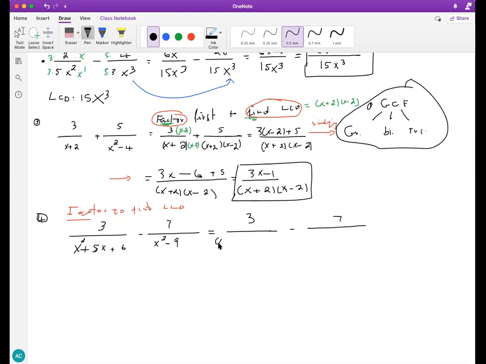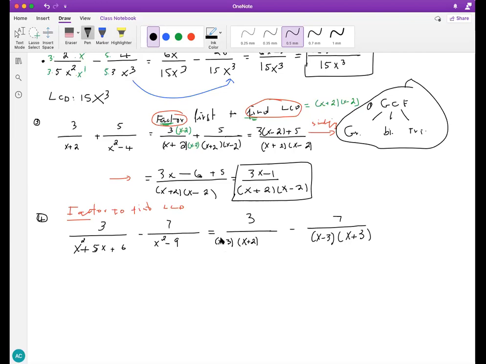So again, we have x plus 3, x plus 2 here. Here we have x minus 3, x plus 3. Obviously, they're not the same, as you can see. We can't subtract yet because we don't have a common denominator yet. So we factored, that's good. Now let's see how to make these look exactly the same.